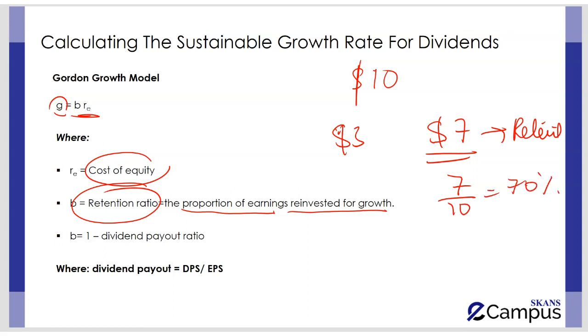Or alternatively, I could write 1 minus the dividend payout ratio. What was my dividend payout ratio? It was $3 out of the profit of 10. So 3 over 10 is 30%. So I get 70% again. So if I know this retention ratio, I just multiply with the cost of equity to get my growth rate.